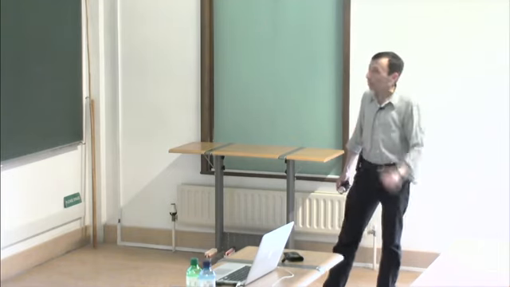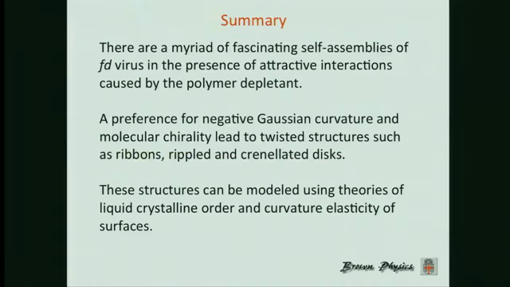So finally, let me end on time then. Let me summarize the main gist of what I've told you. What I hope you've seen are these incredible self-assemblies of FD virus that have been seen in Dogic's lab. And the key thing being adding the polymer depleting agent to give you attractive interactions, also paying close attention to monodispersity. That turns out to be critical to form these structures.